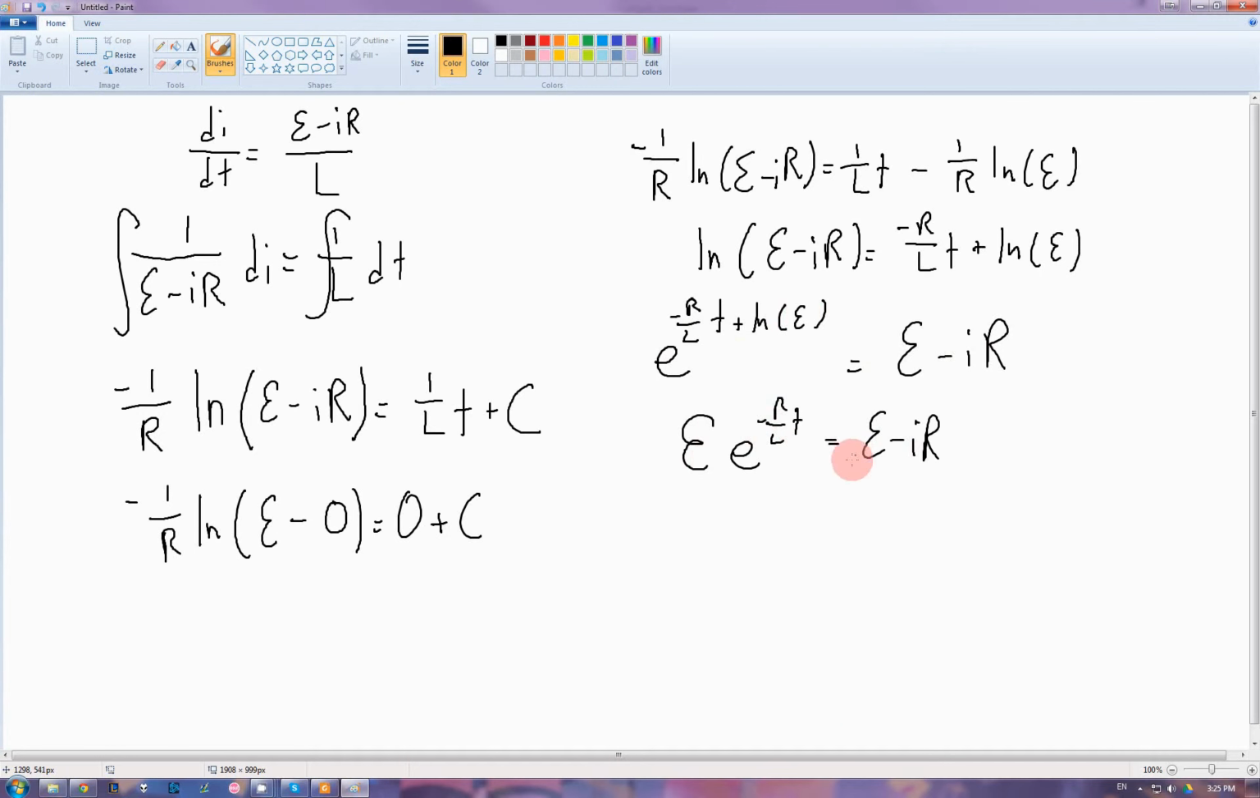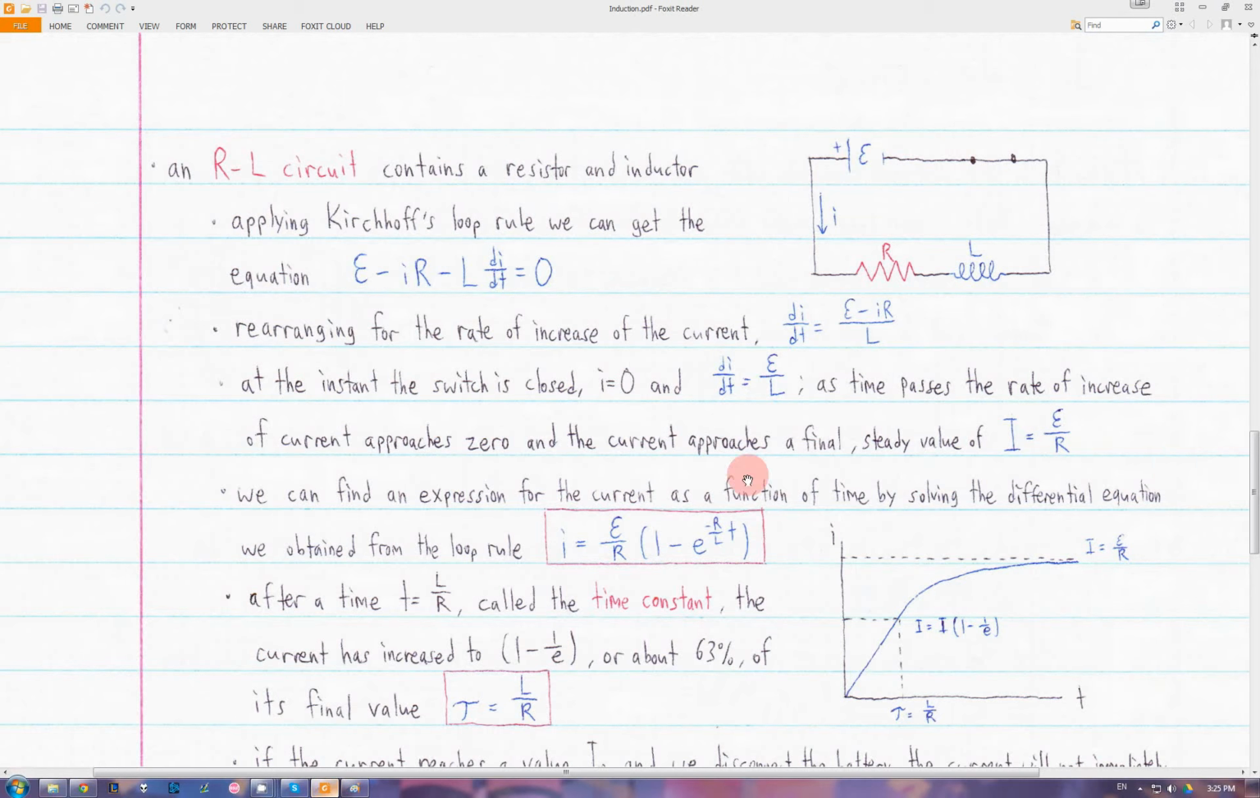Then just rearranging stuff, we can find the final expression. I is equal to E over R times 1 minus e to the negative R over L t. If we were to graph this equation, we would find that the current is increasing exponentially, and it increases until it levels off at this asymptote, which is the final value of the current, E over R.